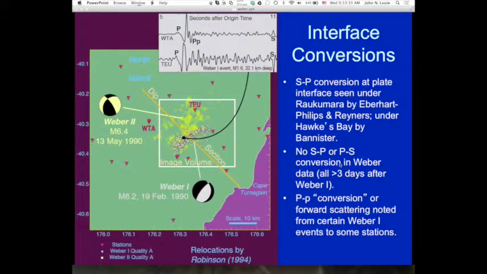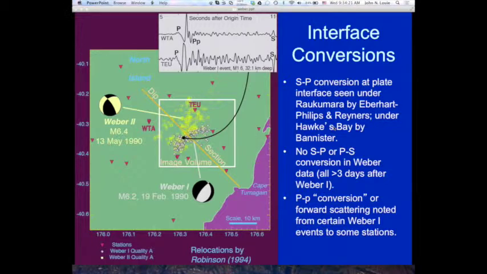There were no events under here. So the S2P conversions were seen where there were events recorded from below the plate interface. And in this particular area, the Weber area, Cape Turnagain, before the Weber 1 events in 1990, there had really been no recorded plate events down below the plate interface, plate bending events. So we haven't determined that yet.